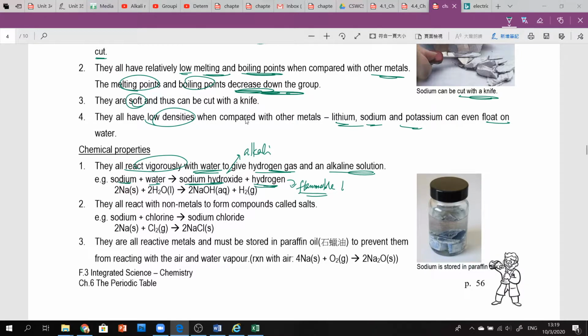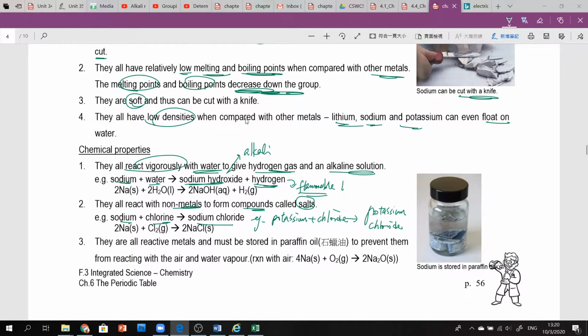Second, they all react with non-metals to form compounds we call salts. For example, sodium reacts with chlorine to form sodium chloride. Now, let me give you one more example, and you can get what I mean. Potassium plus chlorine. So what will we get? We get a salt. We call that potassium chloride.